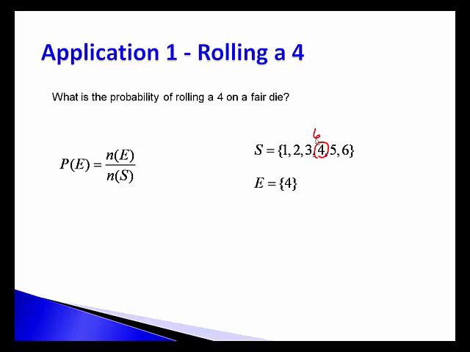There are 6 of these, and there is 1 of these. So the probability is N of E, how many of them are there here, divided by how many of them are there here. And it's 1 divided by 6. Let's look at another problem.